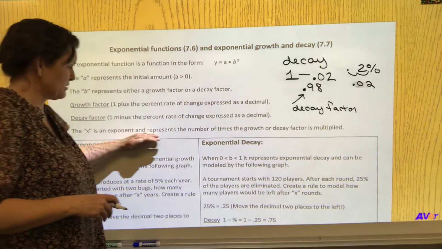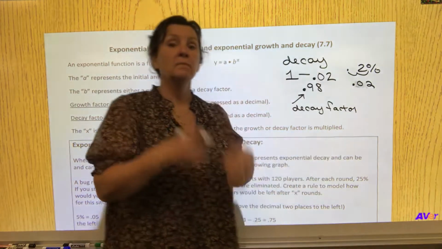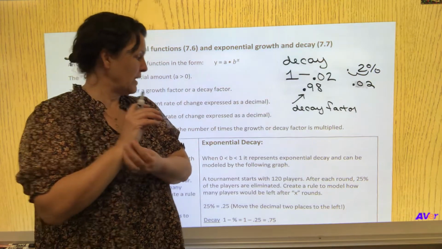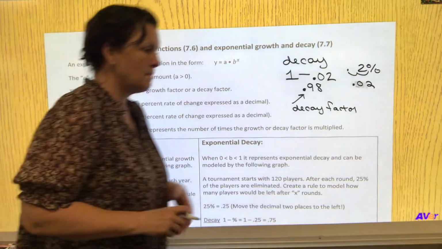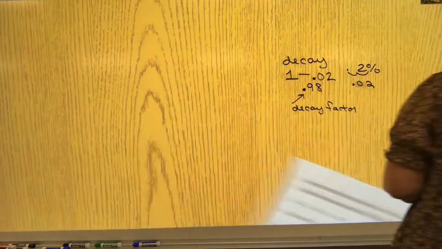The x is an exponent and represents the number of times the growth or decay factor is multiplied. How many years? How many sessions in the poker session? All of that good jazz. And then they have some great examples, but instead of looking at these great examples, I'm going to flip this over and get right started.